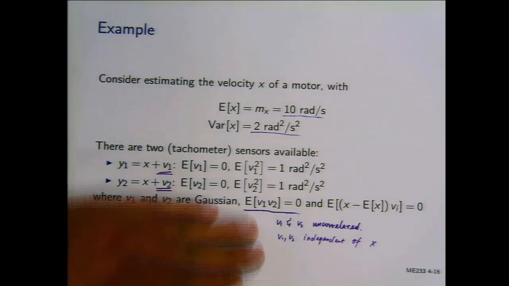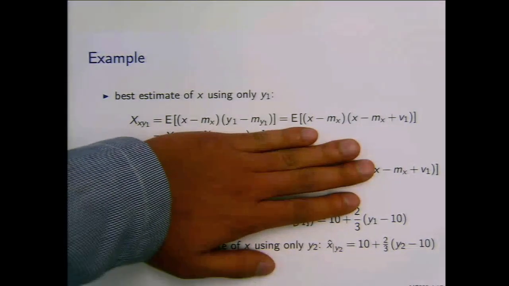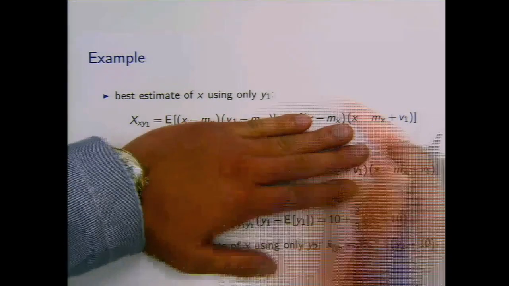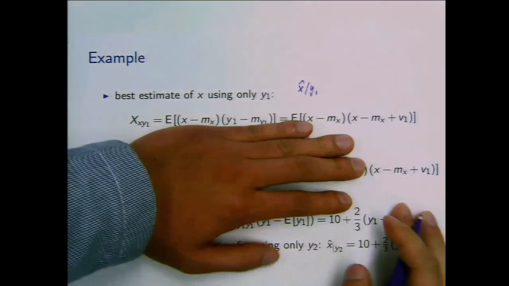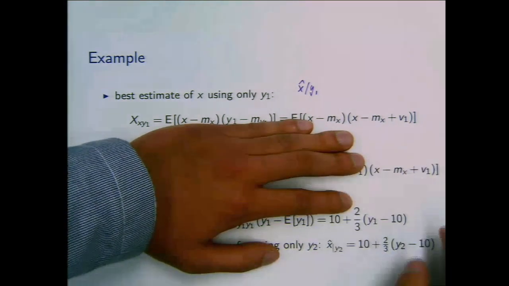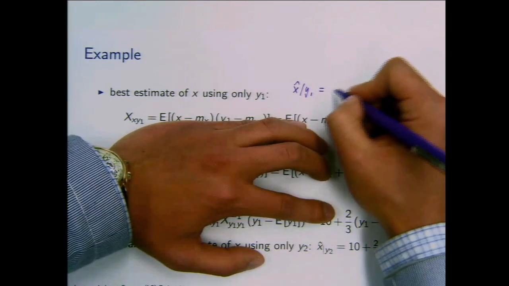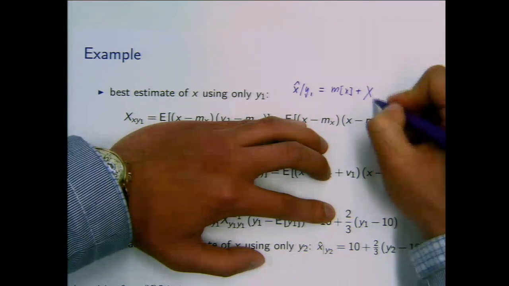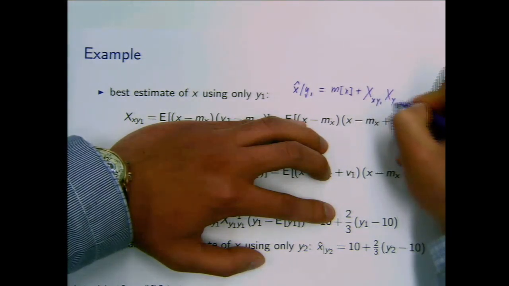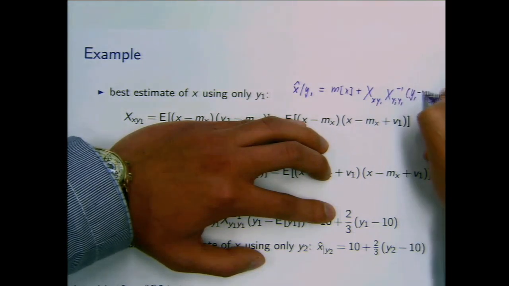Suppose I just have one sensor. How will I best estimate x given y1? The best estimate of x given y1, x hat, if x and y1 are both Gaussian, I'm going to need to use this equation here. It's going to be the mean of x plus the cross covariance of x and y1, times the inverse of the covariance of y1, times y1 minus the mean of y1.